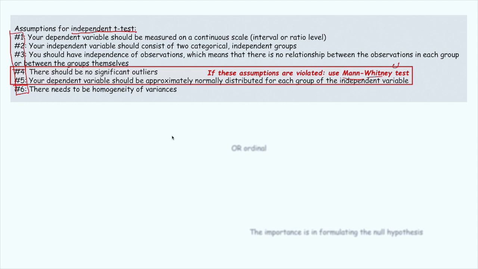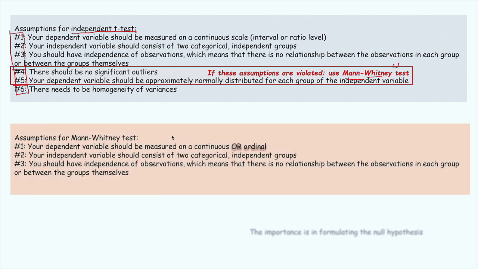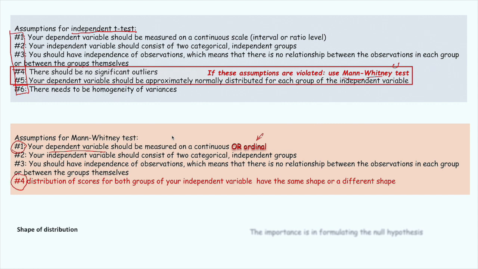But what are the assumptions of the Mann-Whitney U-test? The first three assumptions are almost the same, only for assumption number 1, as you see, we can add that the dependent variable can also be ordinal, meaning a ranked variable. But there is another assumption which is important, assumption number 4 here, which concerns whether the distribution of the scores for both groups of your independent variable has the same shape or a different shape. We should define if same or different.